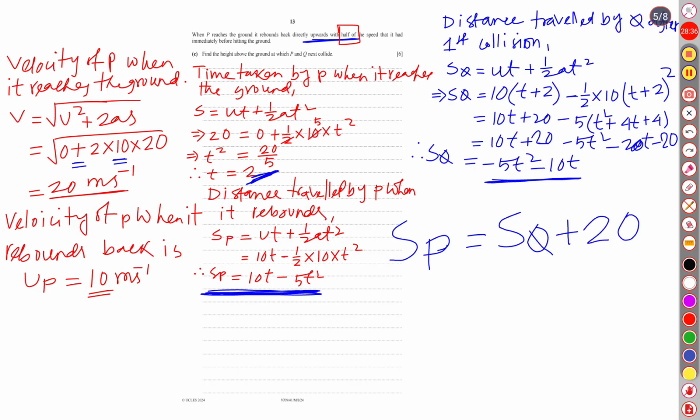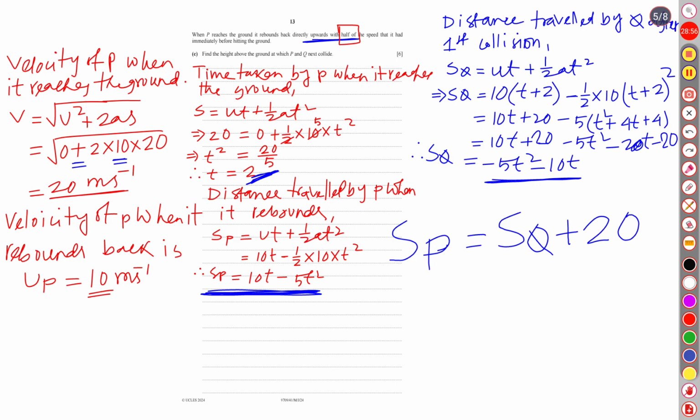SP started from the ground, but SQ started from 20 meters above the ground. That's why 20 should be added to the displacement of Q, so that they are balanced. Now the distance traveled by each of them will be equal.